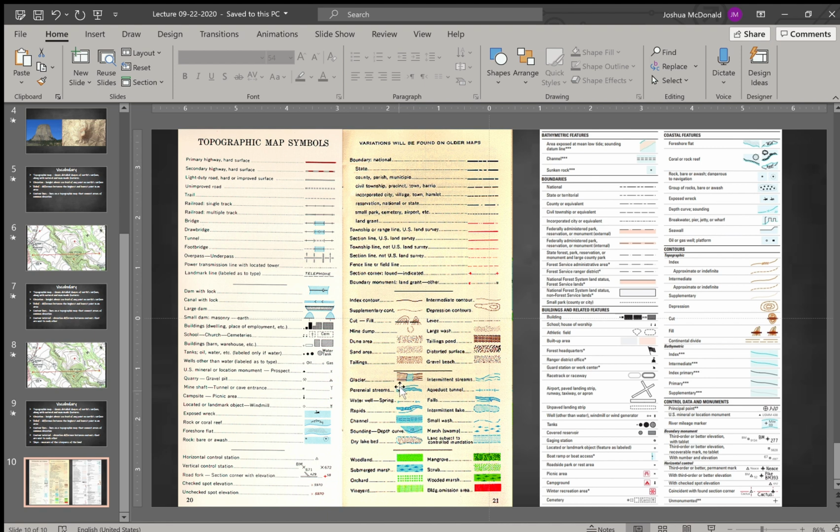Now, again, there are some updates, and you can go onto the USGS website. I've downloaded a pretty big file, like 4 pages. I'm going to post it in Schoology, so you'll have that you can look at on your own. But that's it for topographic maps.